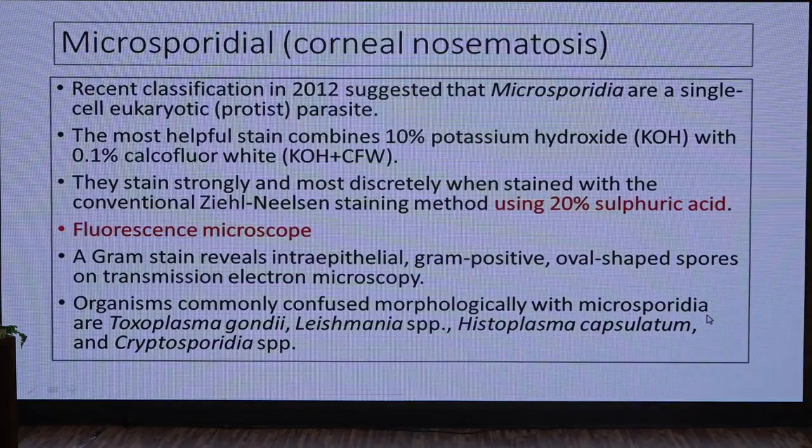Microsporidia: a recent classification in 2012 suggested that microsporidia are single-cell eukaryotic parasites. Before that, they were considered to be fungi. The most common stain still used is 10% potassium hydroxide with calcofluor staining. They also stain with 20% sulfuric acid, so whenever you are sending a sample, you have to mention modified Zn staining. Fluorescent microscopy can also be used.